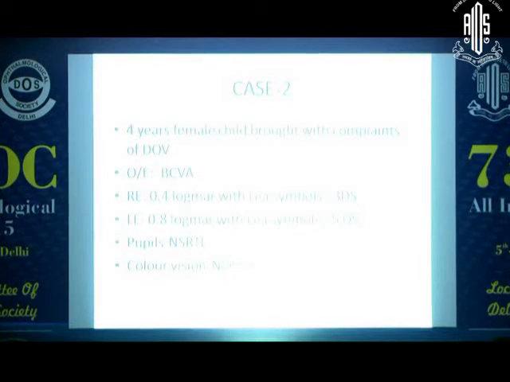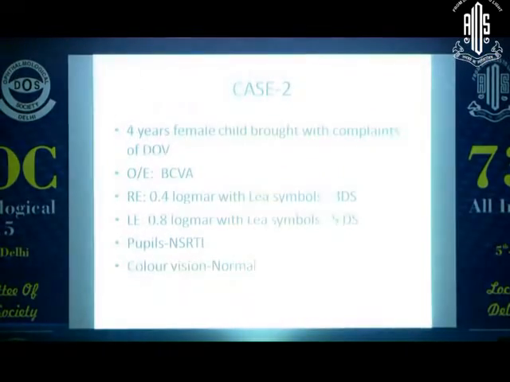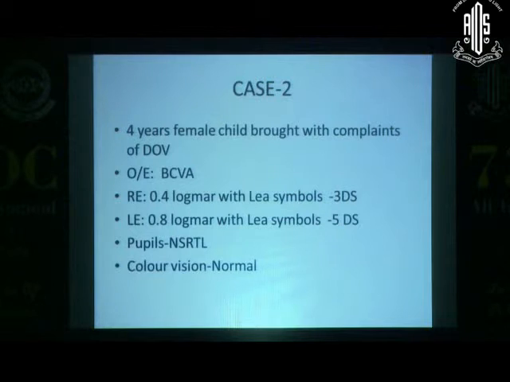Case 2: a child was brought with complaints of diminution of vision. Best corrected visual acuity in the right eye was 0.4 logMAR with Lea symbols with -3 diopter sphere, and left eye was 0.8 logMAR with Lea symbols with -5 diopter sphere. Pupils were normal size, reacting to light.